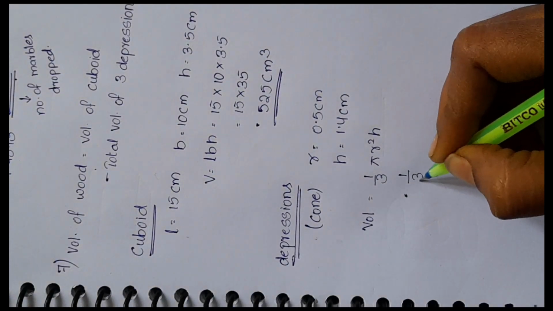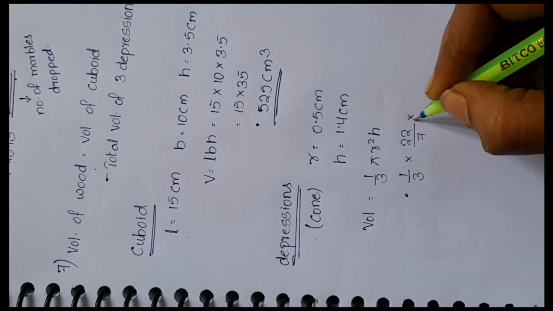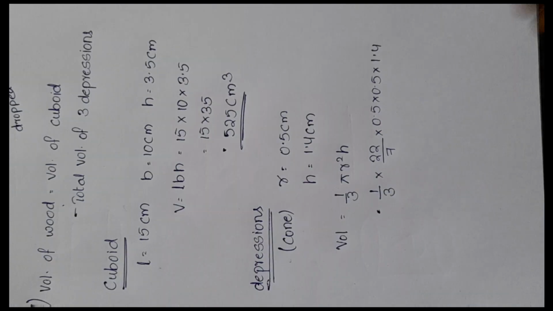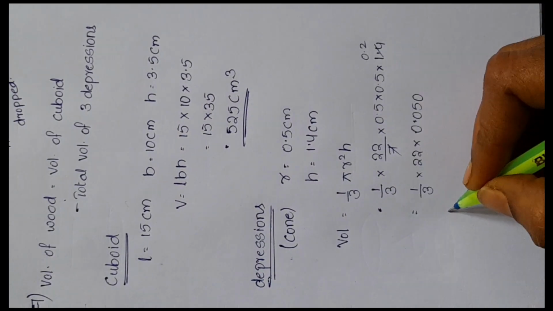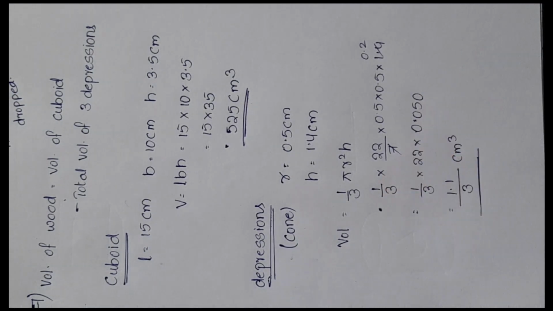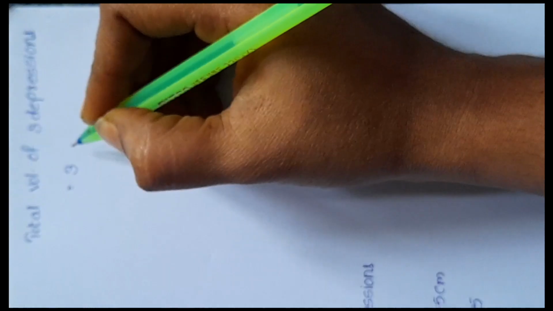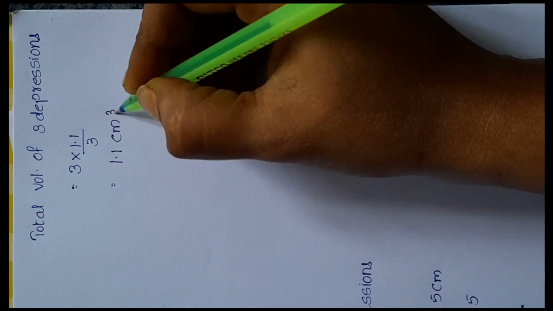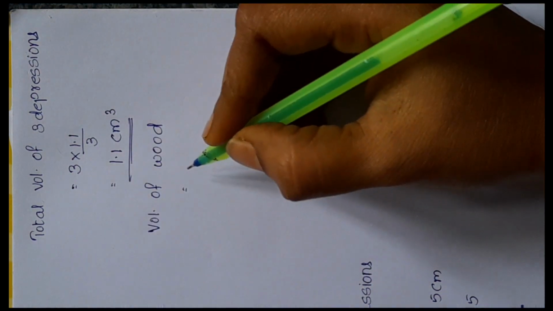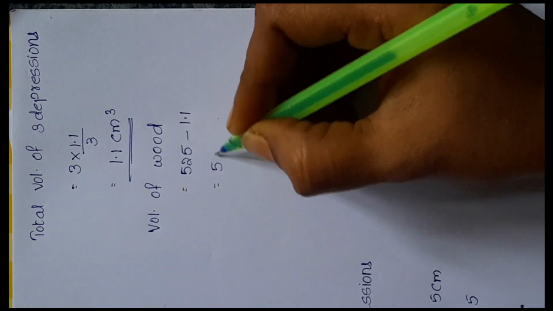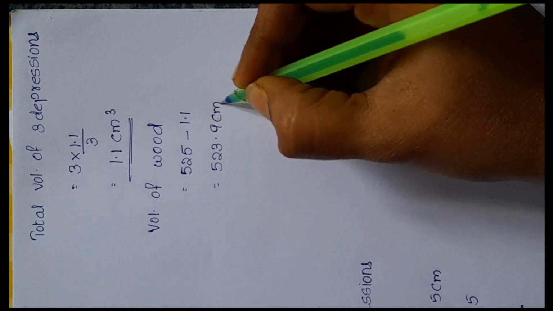Substituting the values, 1 by 3 into 22 by 7, r value is 0.5 into 0.5, h value is 1.4. On simplifying, we get 1.1 by 3 centimeter cube is the volume of the cone, that is for one depression. Now the total volume of the 3 depressions is 3 into 1.1 by 3, which is equal to 1.1 centimeter cube. Now the volume of the wood is volume of the cuboid 525 minus volume of the depressions 1.1, which is equal to 523.9 centimeter cube is the volume of the wood.